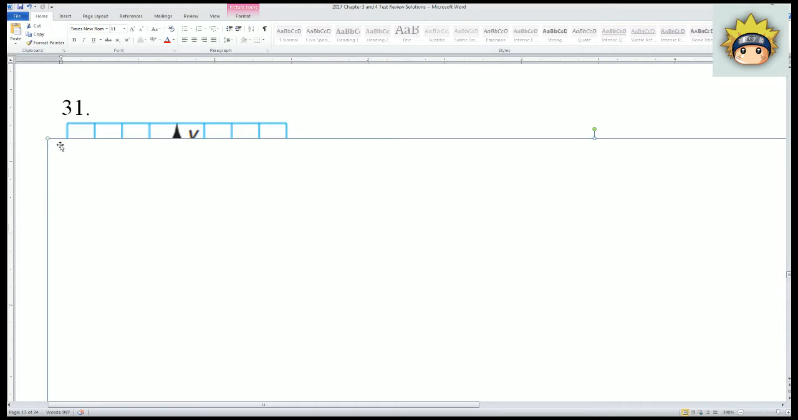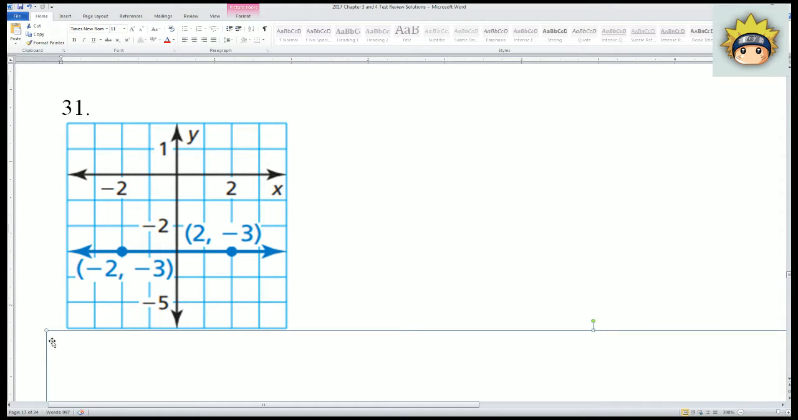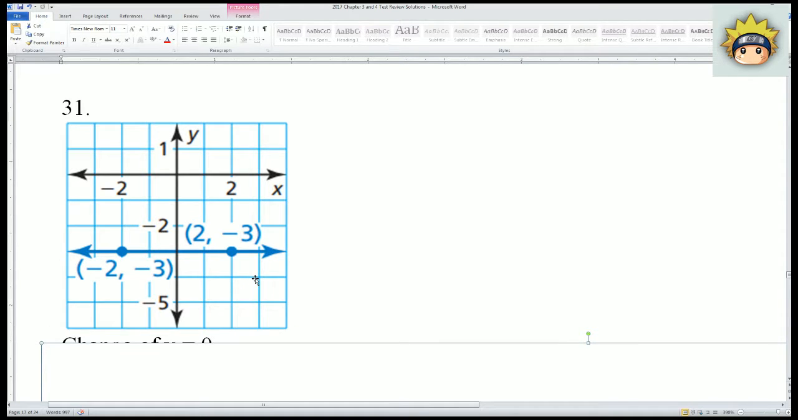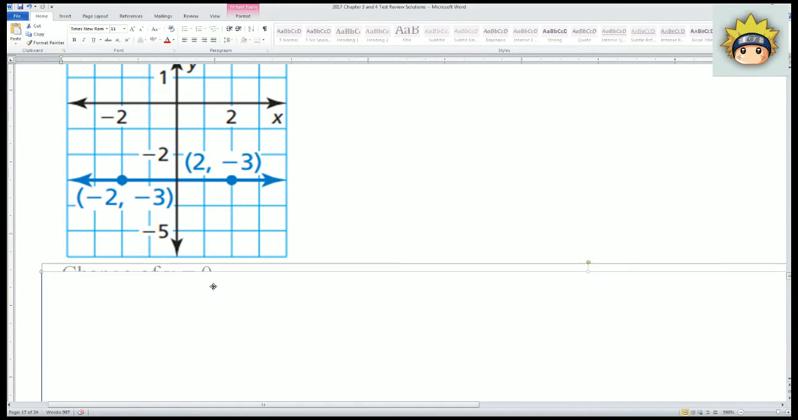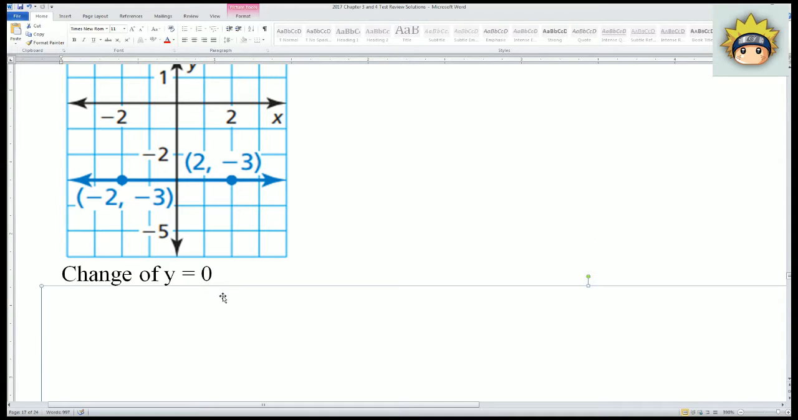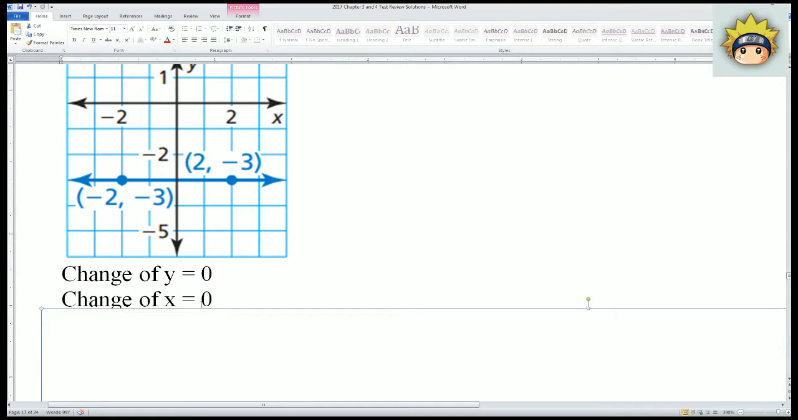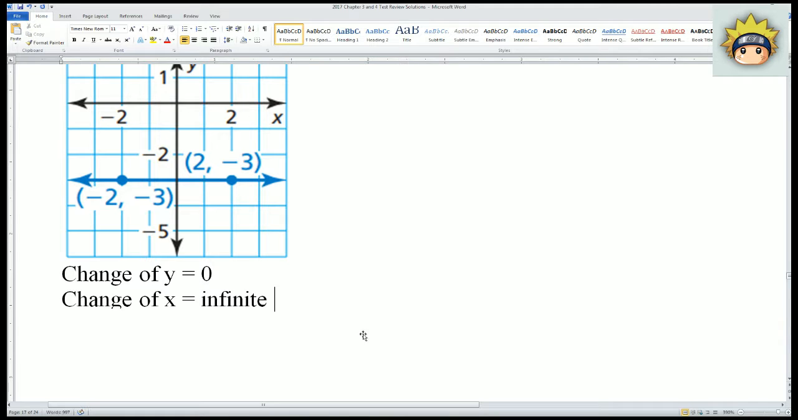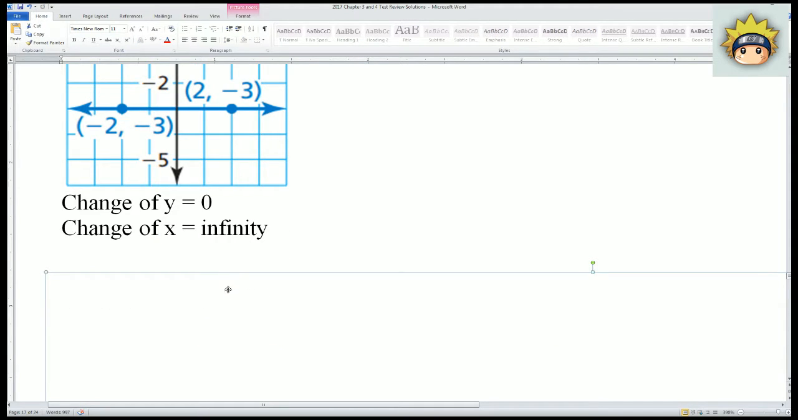Next, let's go to 31. 31, we have this graph here. You should notice that this is a horizontal line. However, we don't do anything different. Okay, we still graph how much is it going up, how much is it changing in the x direction, in the y direction. 0, I don't go up anything. How much is it changing in the x direction, right? Infinity. Okay, so what is the slope here?